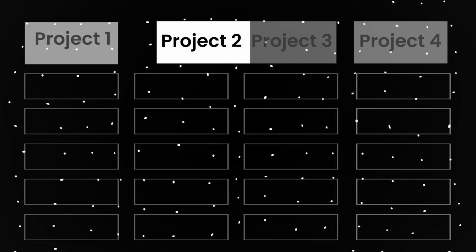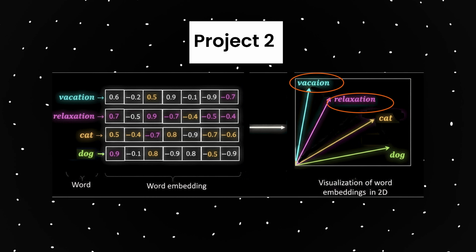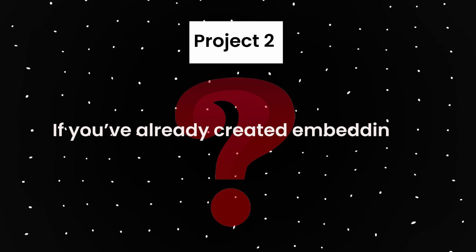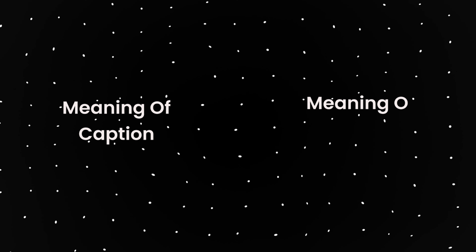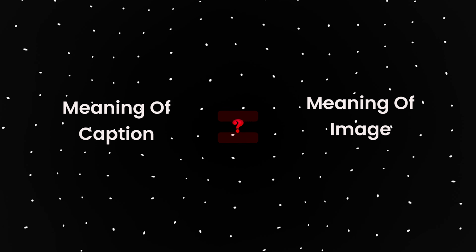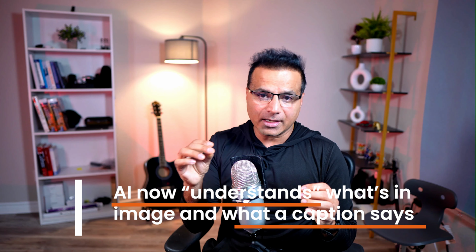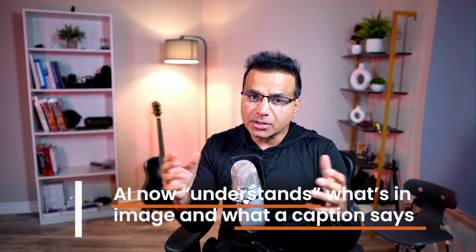In project number 2, you'll be measuring how well an image and its caption actually fit together using Qwen 2.5 VL. Now, why does this matter if you have already created embeddings? Because representing meaning is one thing. Understanding whether two pieces of information actually match is something else entirely. So let's go back to our marketing example. Your AI now understands what's in an image and what a caption says. But what if the caption doesn't match?